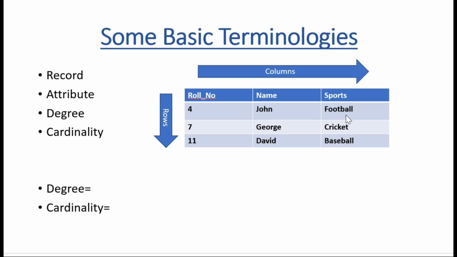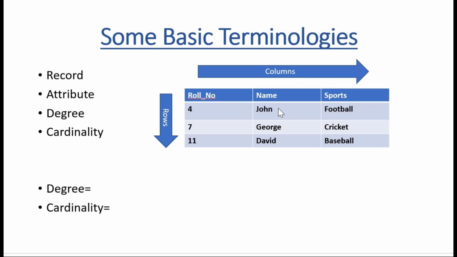Similarly, what is an attribute? Now you can see we have roll number, name, and sports. These are the columns. Each of these 3 columns is called an attribute, and these attributes contain one type of information. Roll number column has only information related to the roll number. Name has the information related to the name. Sports has the information related to the sports only.